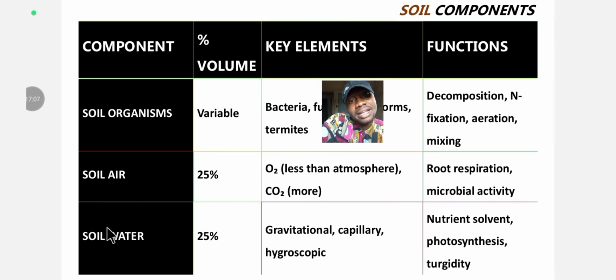Then the final one we have here is soil water, which makes up about 20% of the soil by volume, and the key elements are gravitational, capillary, and hygroscopic water. Then what are the functions of soil water? It acts as a nutrient solvent, a medium for chemical and biochemical processes to occur. Inside that water, the nutrients dissolve. It also helps in photosynthesis and also turgidity.